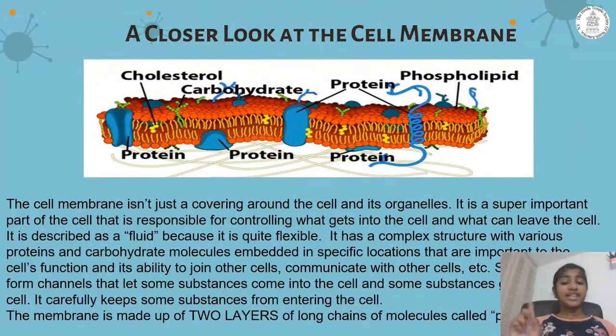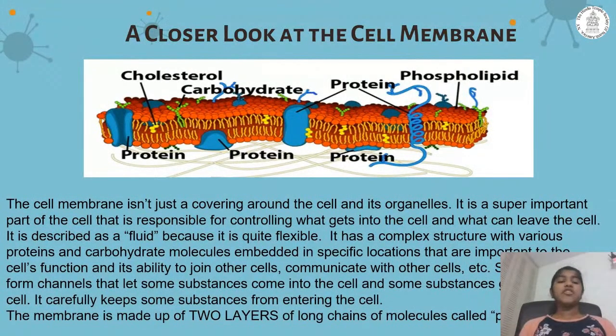The cell membrane isn't just the covering around the cell and its organelles. It is a super important part of the cell that is responsible for controlling what gets into the cell and what can leave the cell. It is described as a fluid because it is quite flexible. It has a complex structure with various proteins and carbohydrate molecules embedded in specific locations that are important to the cell's function and its ability to join other cells, communicate with other cells, etc.